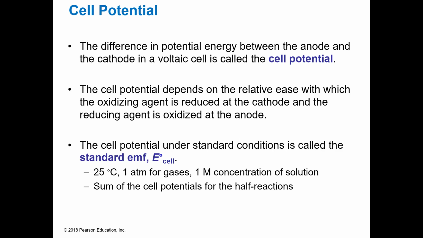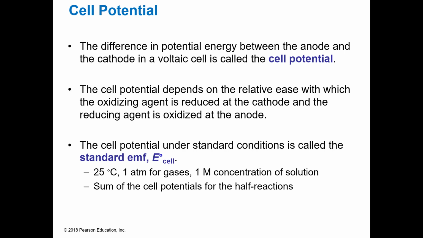All right, so cell potential is the voltage difference, right? In a voltaic cell, it's the potential energy difference between the anode and the cathode. All right, so cell potential depends on the ease with which the oxidizing agent releases electrons, and the oxidizing agent is reduced. So what that means is the substance that's being reduced. Now, make sure you get this correct, because this is a common mistake. The substance being reduced is called the oxidizing agent. The substance being oxidized is called the reducing agent.